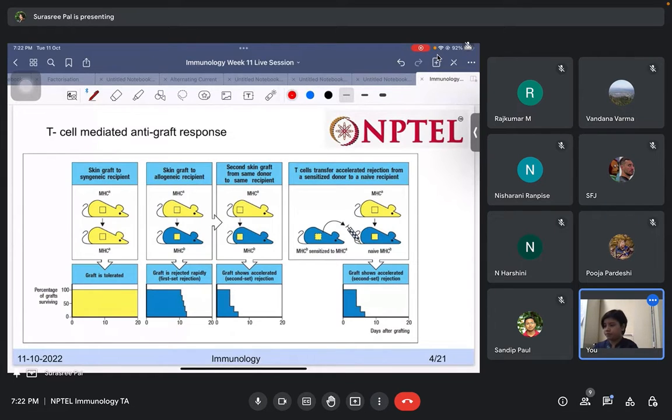which are allograft, autograft, xenograft, and syngeneic graft. Can anyone give me an idea about what are these different types of grafts?